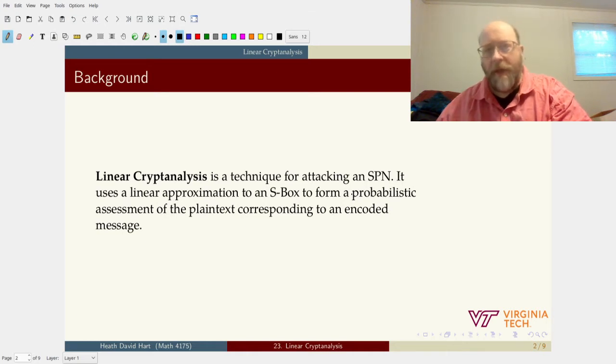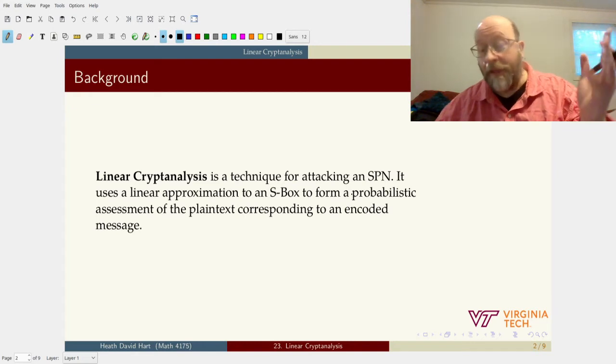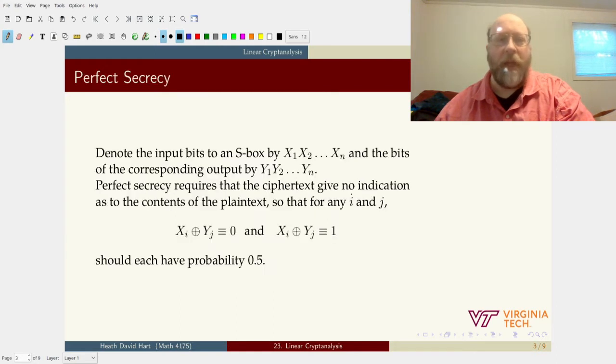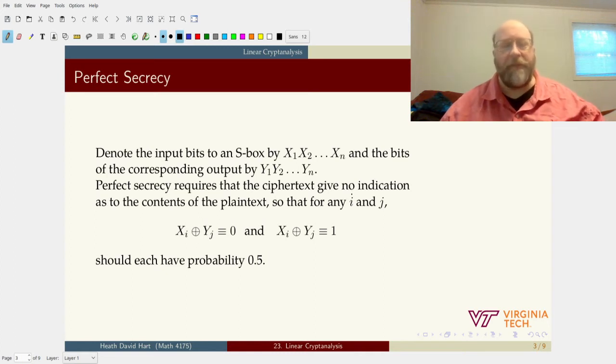So we're not going to be able to do this on AES because, one, AES hasn't been broken yet, and two, the number of rounds would take a very long time. So we're going to look at sort of a simpler case here. Let's just look at a single S box and say that these are the input bits and the output bits.